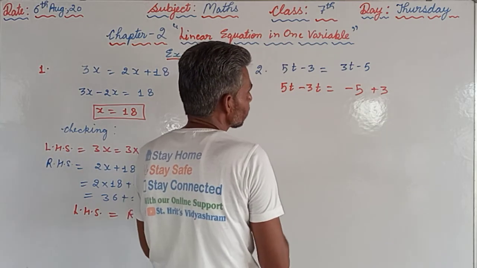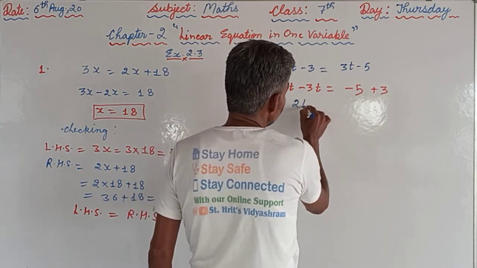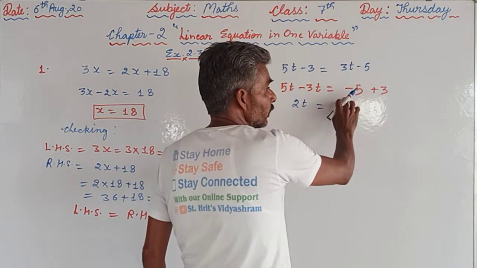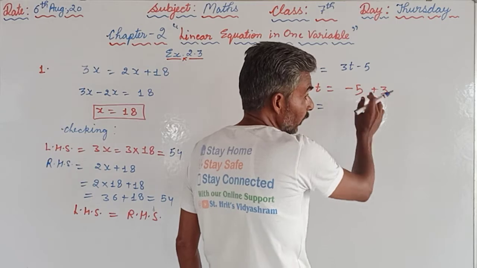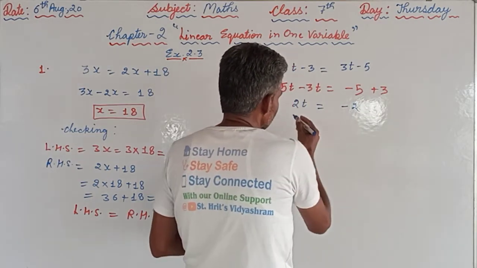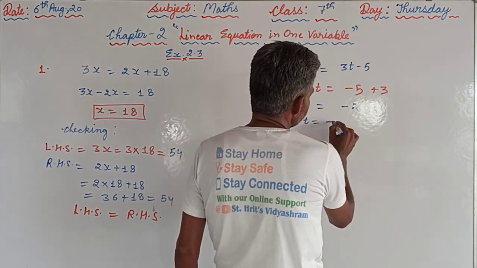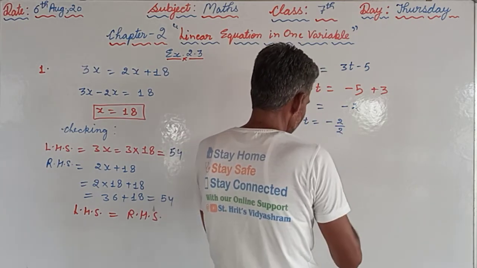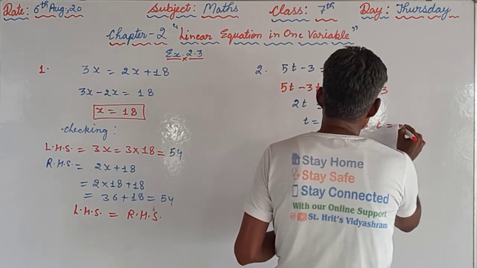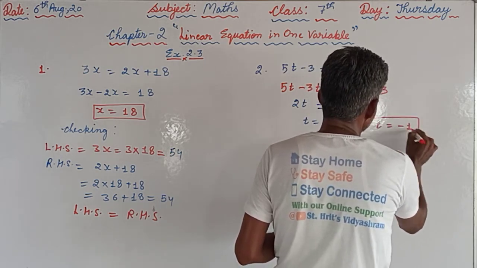So 5t minus 3t is 2t, and here we get plus 3 minus 5. Since 5 is larger in magnitude, the sign will be negative. 5 minus 3 is 2. So from here the value of t is minus 2 upon 2, and the 2s cancel out, and we get t equals minus 1.